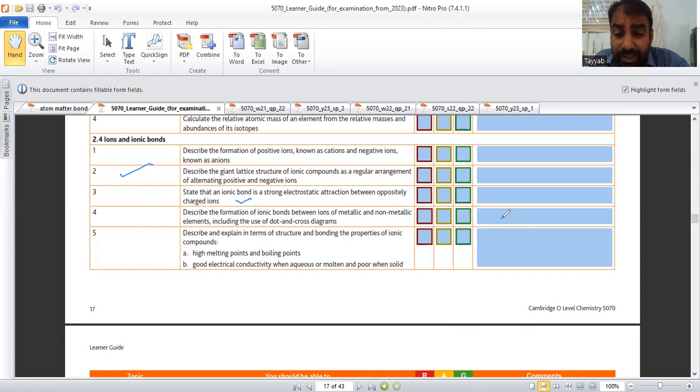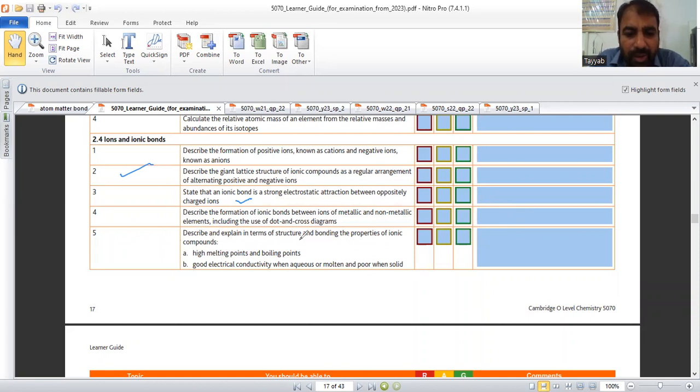That is, the metal atom loses electrons and forms a positive ion, and the non-metal atom gains electrons and forms a negative ion, and then they establish electrostatic force of attraction between oppositely charged ions. Okay, elements including the use of the dot and cross diagram. I will show you this dot and cross diagram on the whiteboard. And also I want to see this.